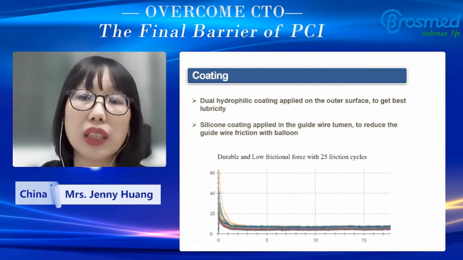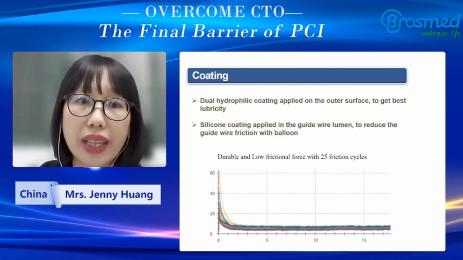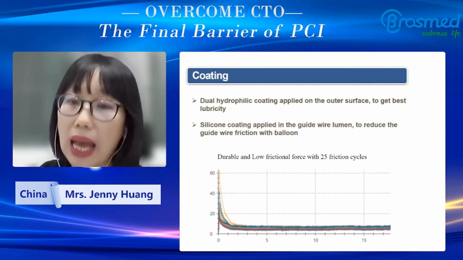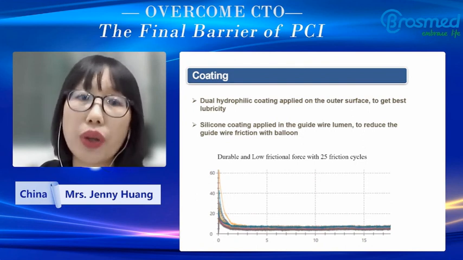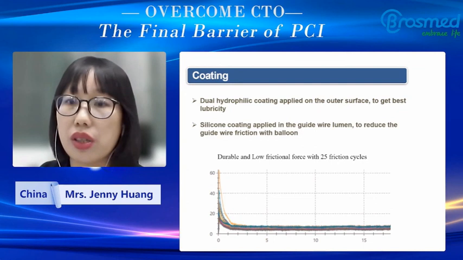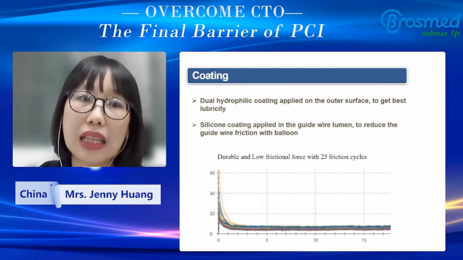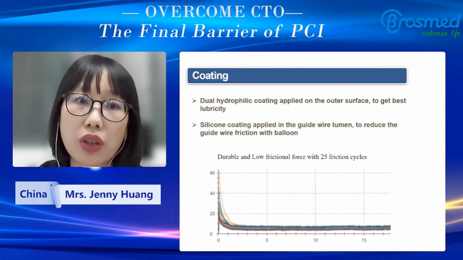The final factor is coating. We use the dual hydrophilic coating applied on the outer surface and the silicone coating applied in the guidewire lumen. The hydrophilic coating gives the durable and ultra-low frictional force, which will help with the crossing performance. You can see it in the picture when we prep the catheter and we test friction for 25 cycles, the frictional force is still very low.